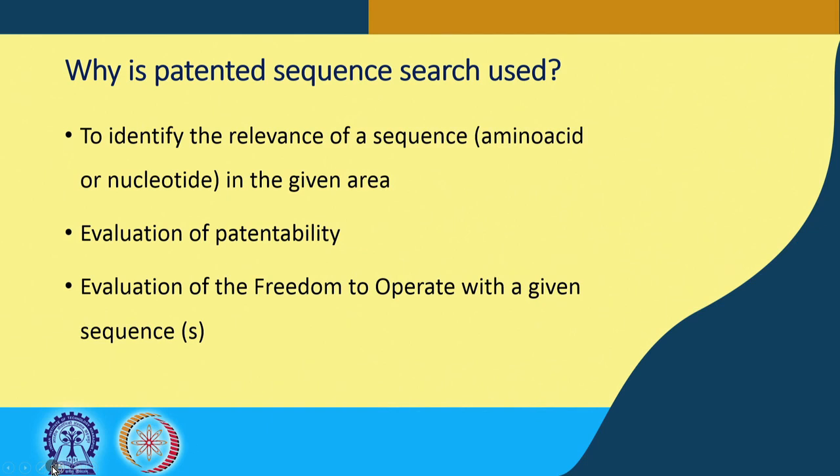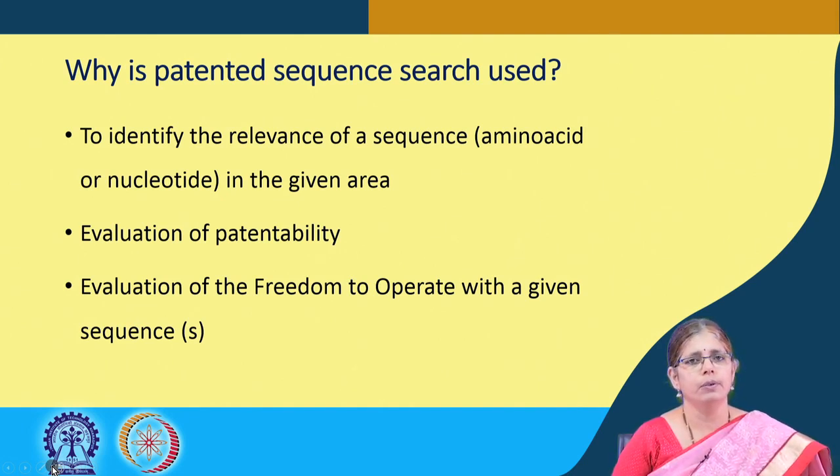This sequence search is very important in industries like the life sciences and agriculture industry, where the entire basis of innovations coming on are in relation to protein sequences and nucleotide sequences. So, patented sequence search is done for various reasons. One, it is done to understand the relevance of a particular sequence in relation to an area. The second purpose is fundamentally to assess the novelty of a sequence.